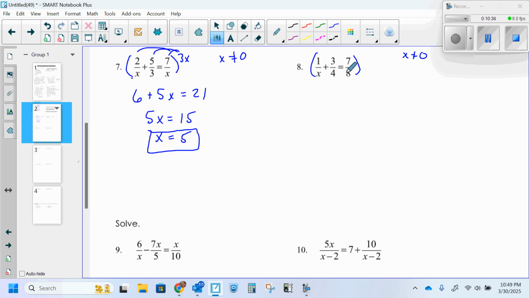4, 8, and x is 8x. Okay, the x's are going to cancel. You get 8. 4 goes into 2x, x times, so that's 6x. 4 goes into 8 twice. 2 times 3 is 6, and then you have an x. And here you're just going to have an x.